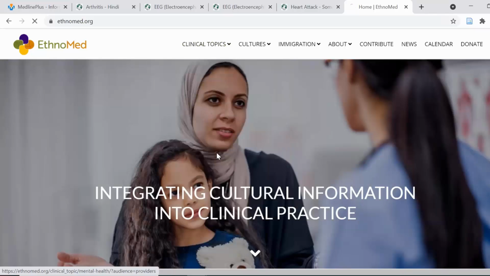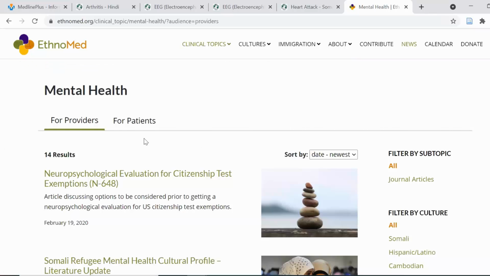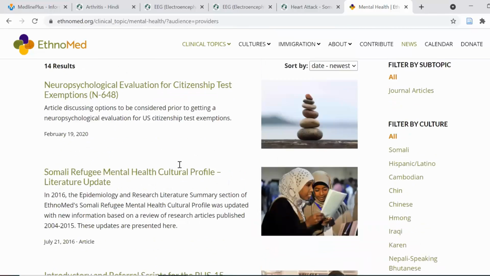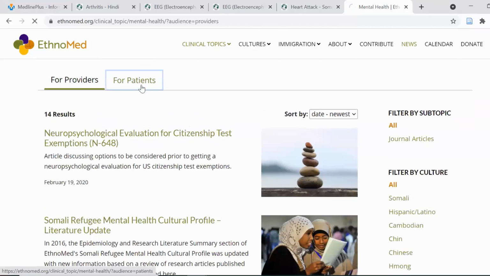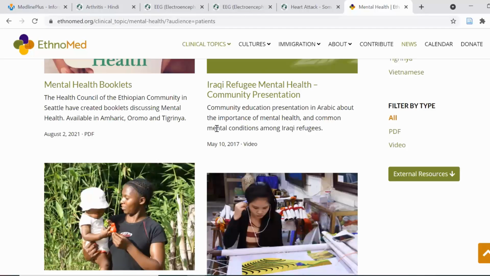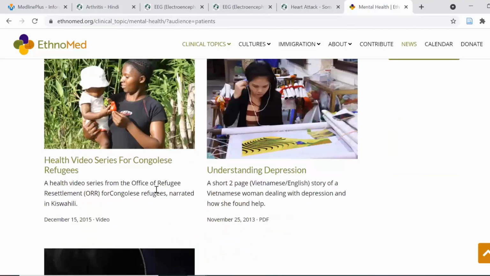And so you find a variety of different clinical topics that are discussed here: cardiovascular, cancer, infectious disease, mental health. So say we were interested in that, you'd be able to find resources not only for providers that would be definitely of interest, such as videos that are also translated, or cultural profiles that you might be interested in, but also for patients as well. So for their own patient education, like booklets, presentations, and so on, that might be relevant within understanding depression.